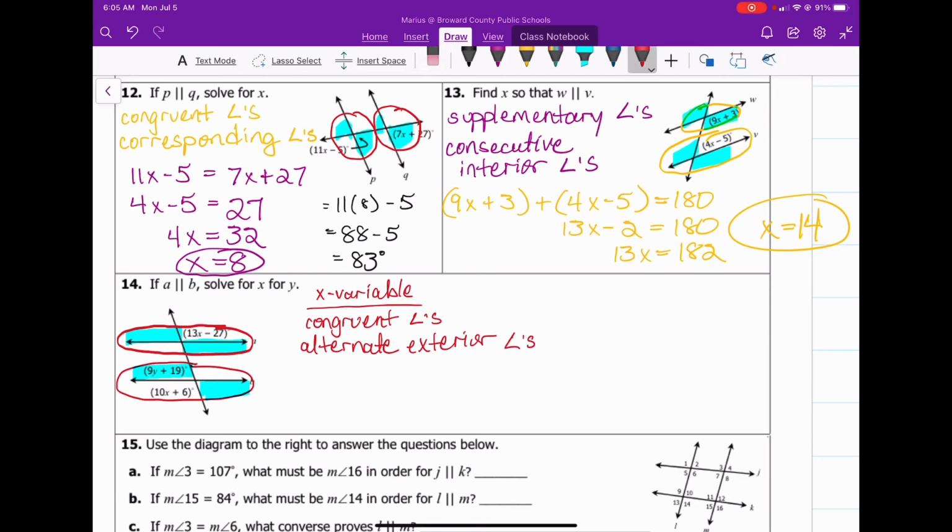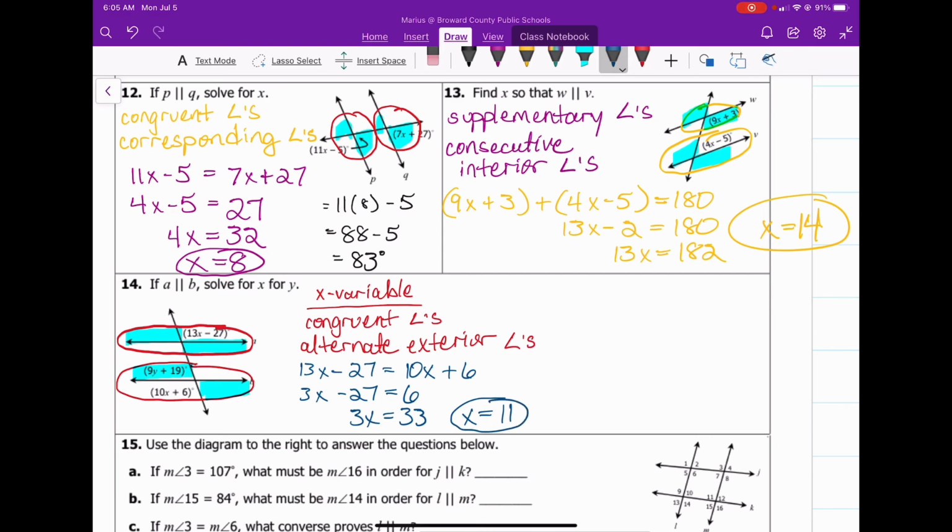So we have to set these two things equal to each other to solve for x. So we're going to do 13x minus 27 equals 10x plus 6. So subtract 10x from both sides. That's going to be 3x minus 27 equals 6. Add 27 to both sides, and that's going to be 3x is equal to 33. And when we divide both sides by 3, x is equal to 11.